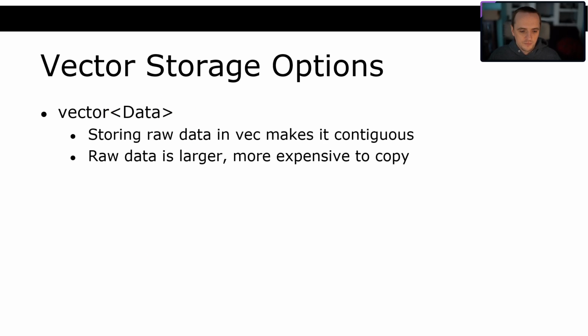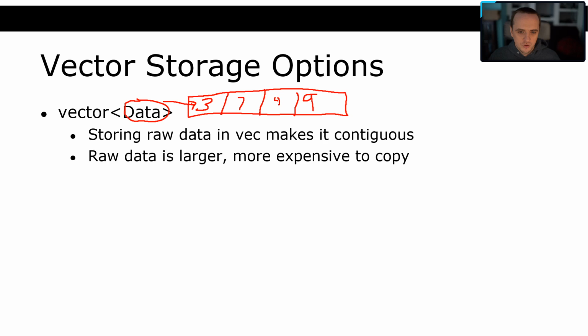So for example, if we have a bunch of integers, right? If I have data here and I have a bunch of integers like 3, 7, 4, 9, then if I store the raw data, and in this example, the raw data is an integer, but maybe in your example, the raw data is an entity, something bigger, something smaller, it makes it contiguous, right? So these values are in memory right next to each other.